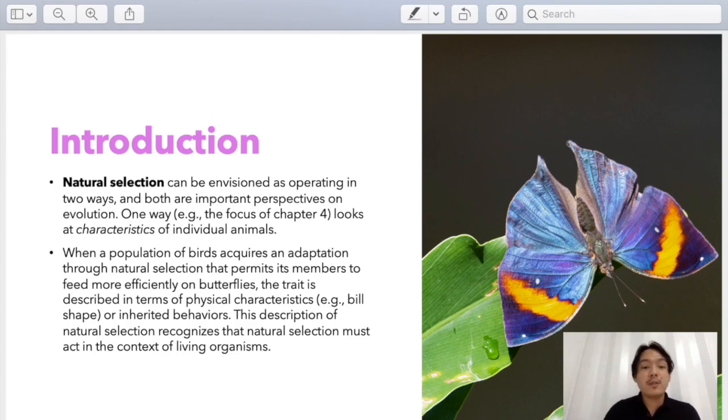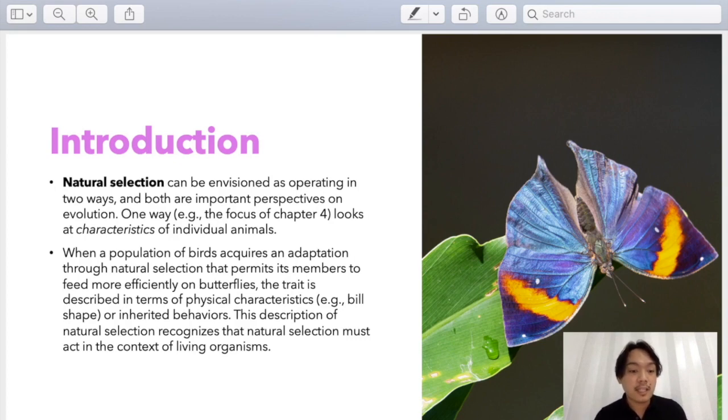So when a population of birds acquires an adaptation through natural selection that permits its members to feed more efficiently on butterflies, one of the predators of butterflies being birds, the trait is described in terms of physical characteristics, like the bill shape, as described by adaptive regulation in the previous presentation. It really has an effect on their diet. When it comes to the big size of an animal or a bird, they have to acquire this inherited behavior.